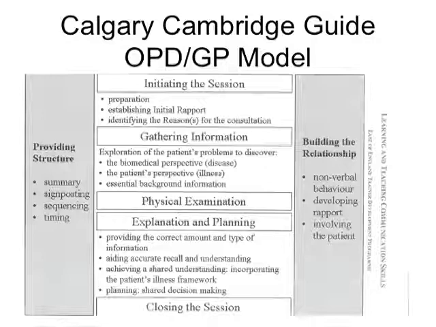Then of course achieve a shared understanding where you both agree that this is the best way of going further, and which incorporates the patient's illness framework. And we'll discuss illness in the next slide as I part it. And then a final plan and shared decision making for the future. Of course, through and through, summary, signposting, sequencing, and timing go hand in hand, along with the non-verbal behavior, the rapport development, and engaging and involving the patient. Make them talk. It should not be a monologue, it should be a dialogue. And the more the patient speaks, the better actually.